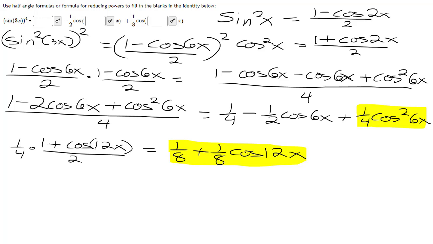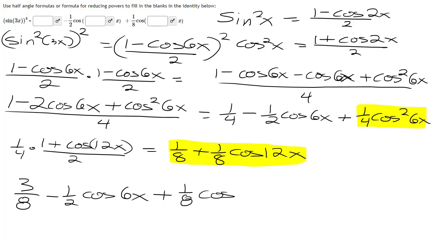So we can bring this into that equation and add all of our like terms, that is, we can add our two constants. We have a fourth and an eighth, so that's 2/8 plus an eighth, and we end up having 3/8. This is a cosine of 6x, and this is a cosine of 12x, so we can't add those together. We're still just going to have minus 1/2 cosine of 6x, and then plus 1/8 cosine of 12x, and we've reduced it.